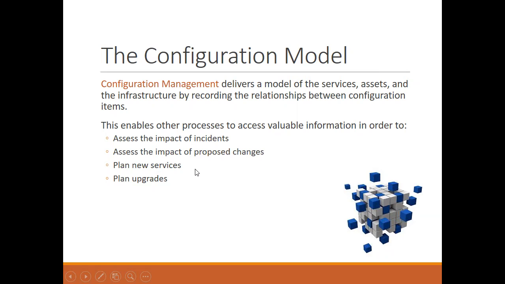When incidents occur, we can look at our model, which, as I said, is kind of like a blueprint of our system, and we can see how those incidents affect our system. We can plan upgrades, plan new services, and plan for a change. So basically what we've done is we've taken our system and we've abstracted it, right? That's what a model is, right?